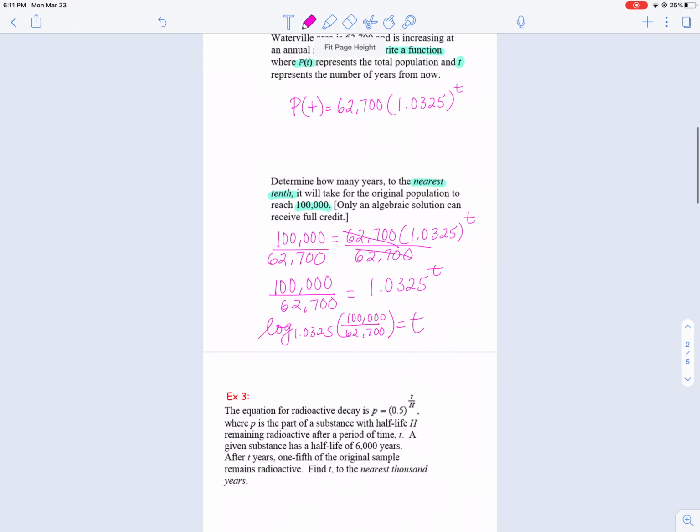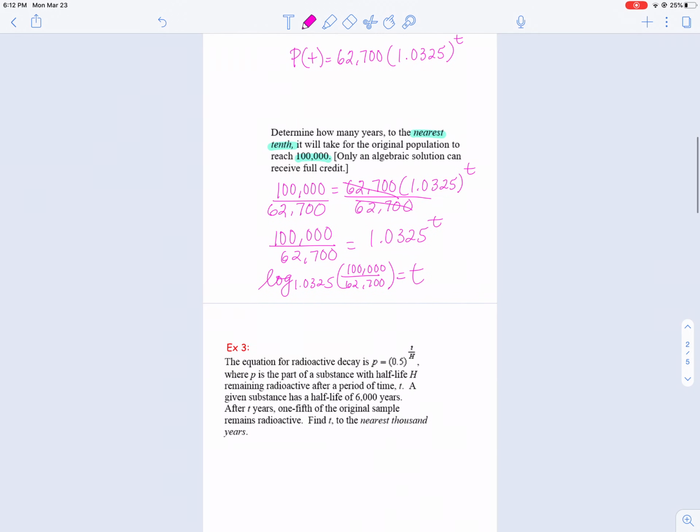When you go straight into your calculator, it's going to wind up being 14.5955, something like that. When you round to the nearest tenth, you get 14.6 years as your value for t.